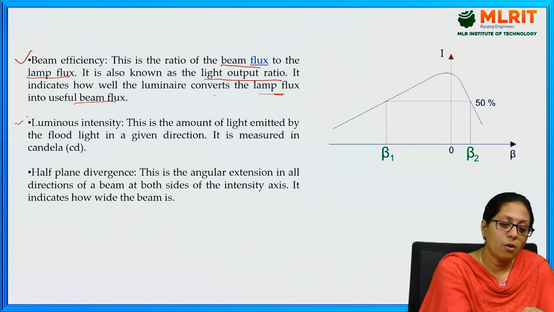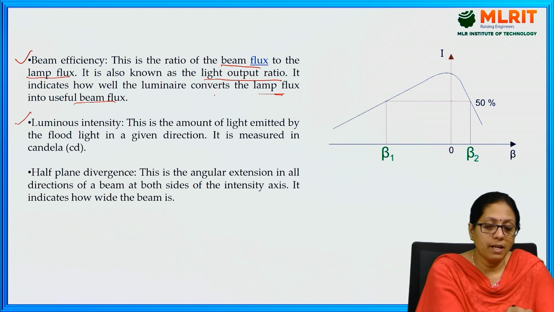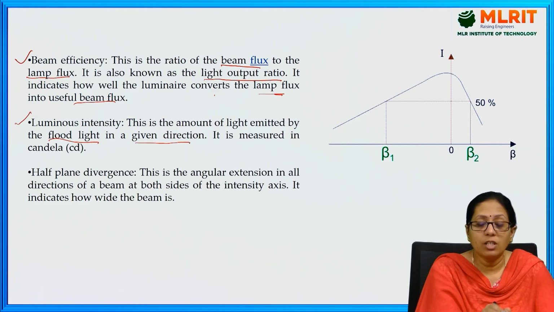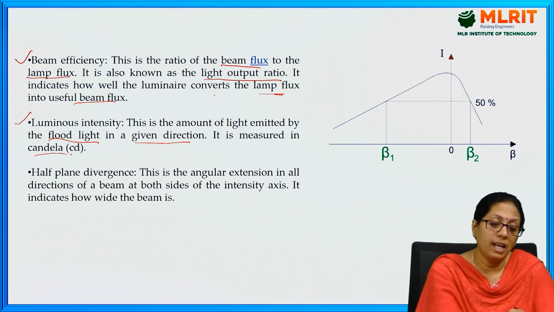The next point is luminous intensity. This is the amount of light emitted by the floodlight in a given direction. It is measured in candela.